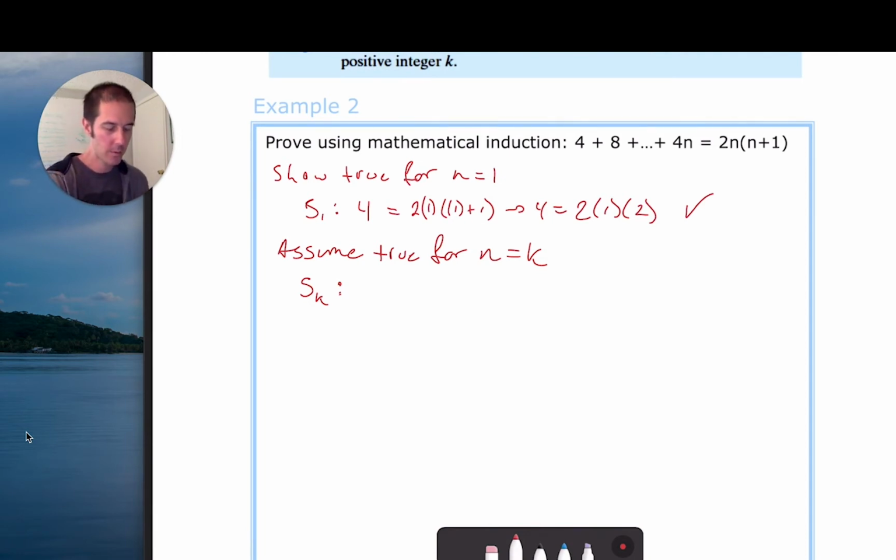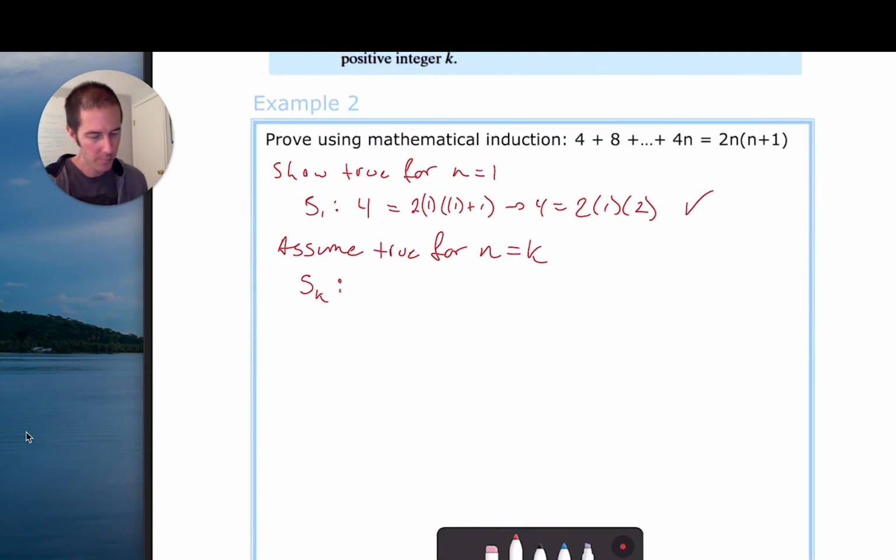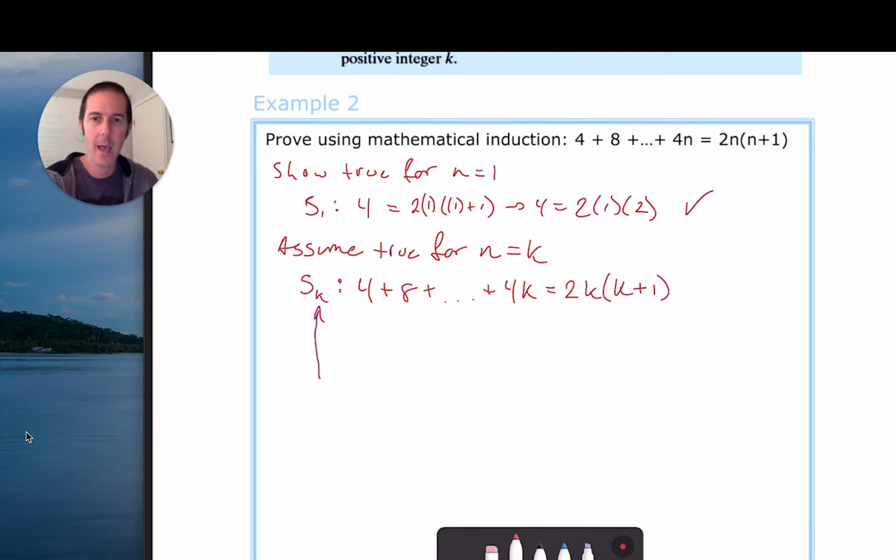And what do those terms look like? How do I describe k terms? Have a look up at the top of this example. Prove using mathematical induction 4 plus 8 plus some unknown number of terms in the middle plus 4 times k equals 2 times k plus 1, because n equals k. So we replaced all of the n's in our formula with a k. K terms on the left-hand side.